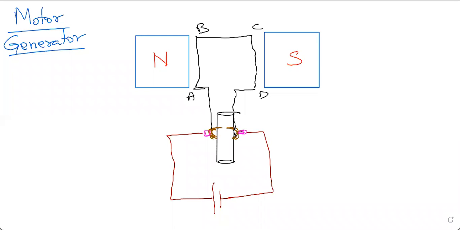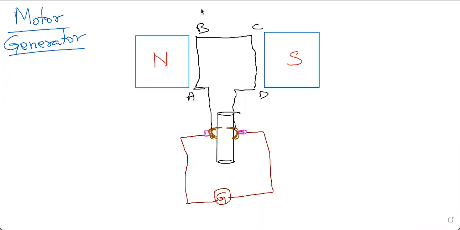Now, this is already a DC device. If I want to draw a DC generator instead of a motor, what I will do is, I will keep it like this. I will put a galvanometer here. And that's done. So I'm changing the power source into a device which can detect current. So the diagram is now changed from motor to generator, but it remains as DC.